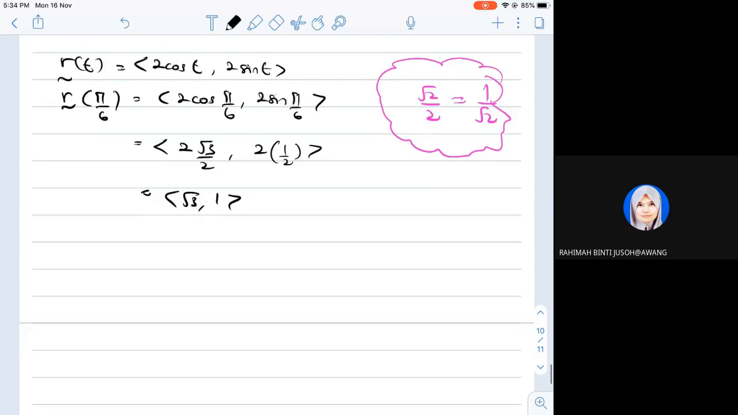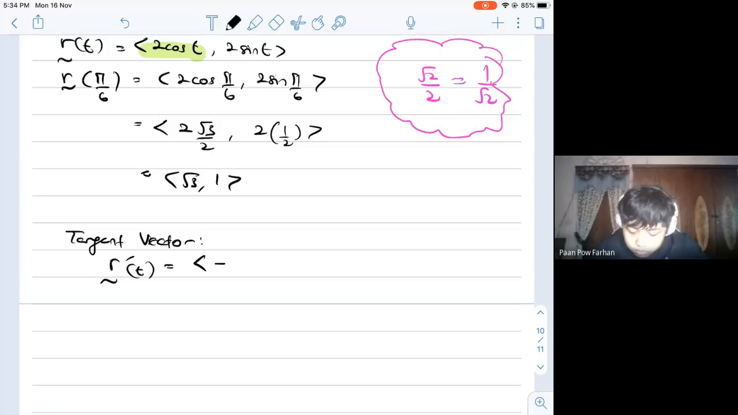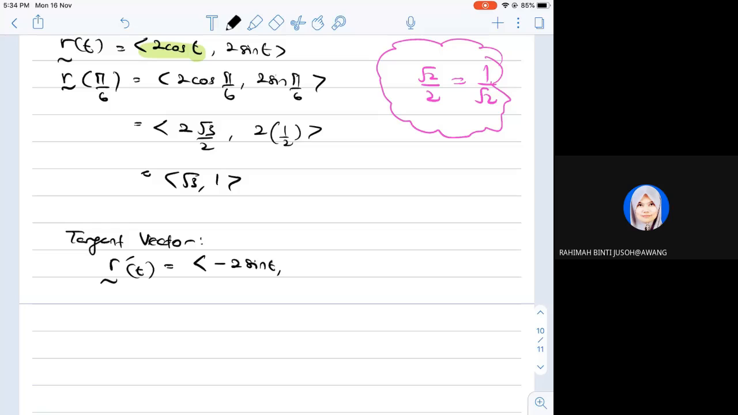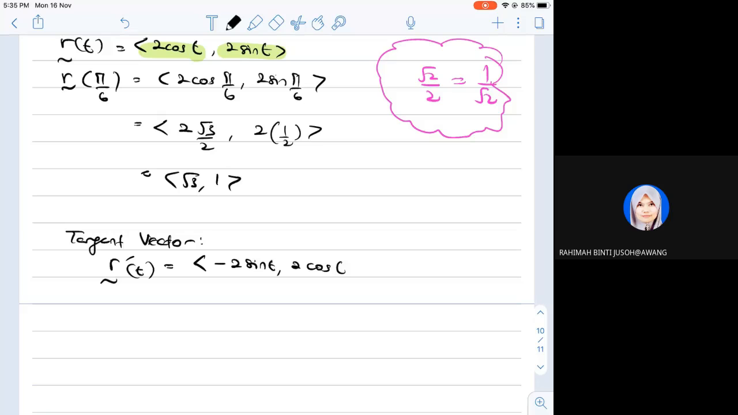Okay, next we need to find the tangent vector. Tangent vector is r prime t. So when it's r prime, what do you have to do? Differentiate, right? So we differentiate 2 cos t. We will get negative 2 sin t, yes, negative 2 sin t, and then if we differentiate 2 sin t, we will get 2 cos t, yes, positive 2 cos t.